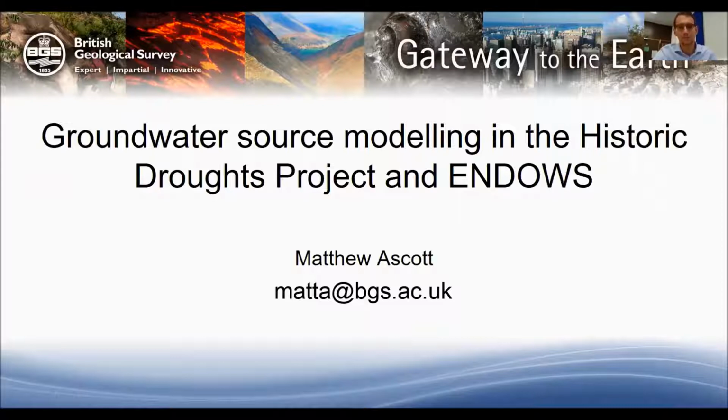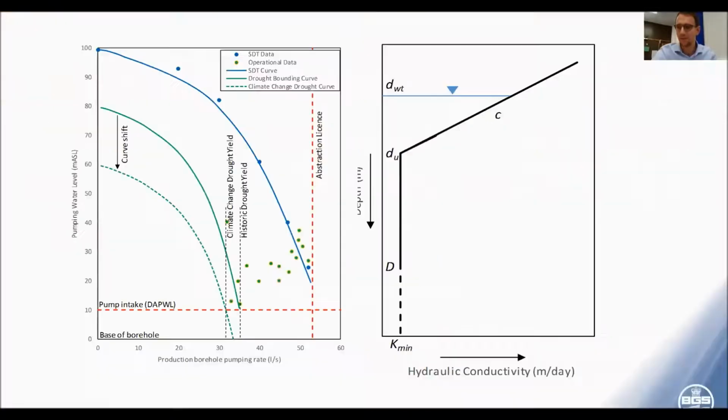In this presentation, I'm going to give a quick overview of the source modelling we've been doing for groundwater sources in the Historic Droughts project and for ENDOWS. I'm particularly going to talk about a groundwater model that BGS have been developing, which has been built to assess the relative influence of climate change and permeability on estimates of borehole yields during drought periods.